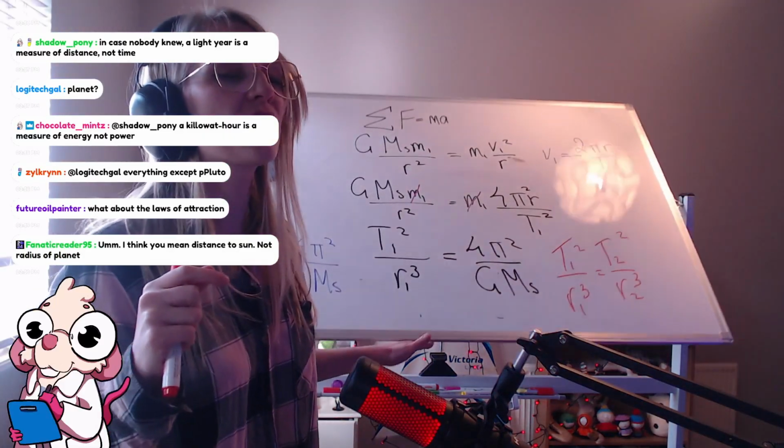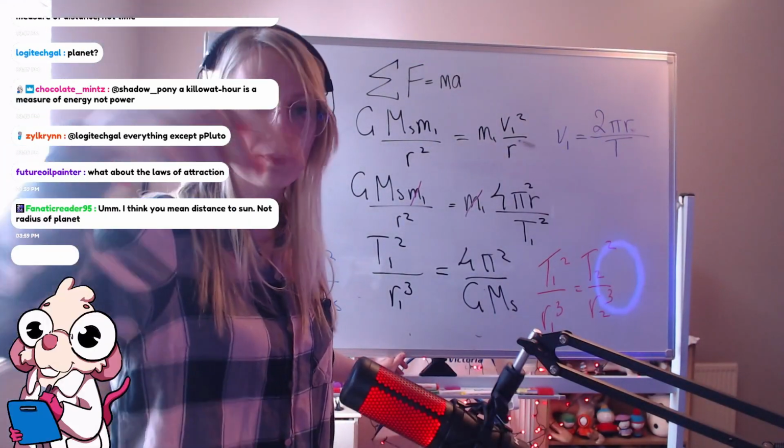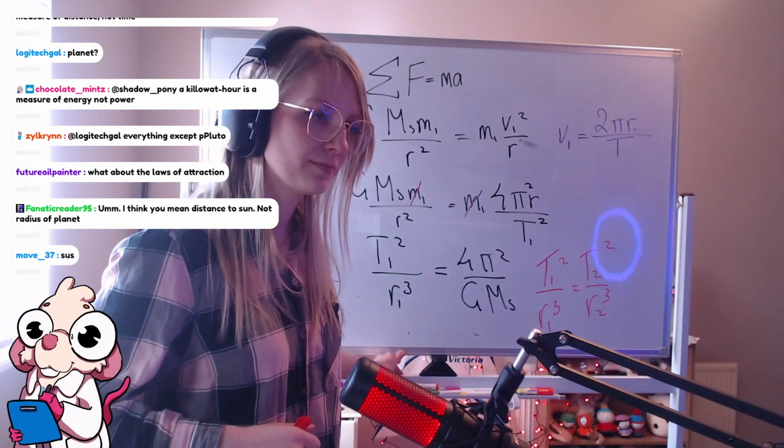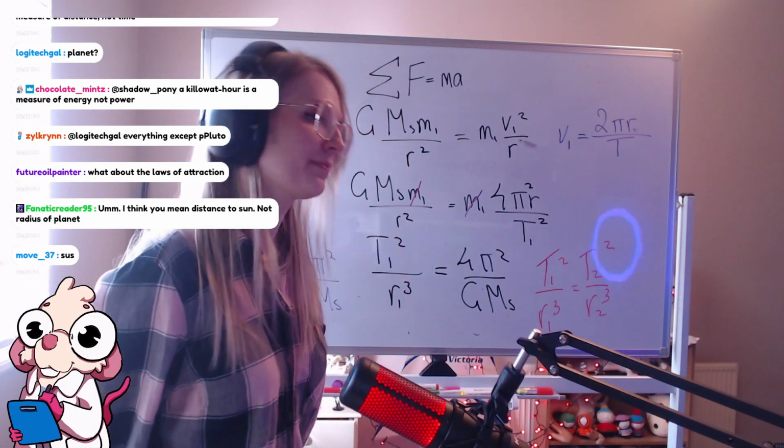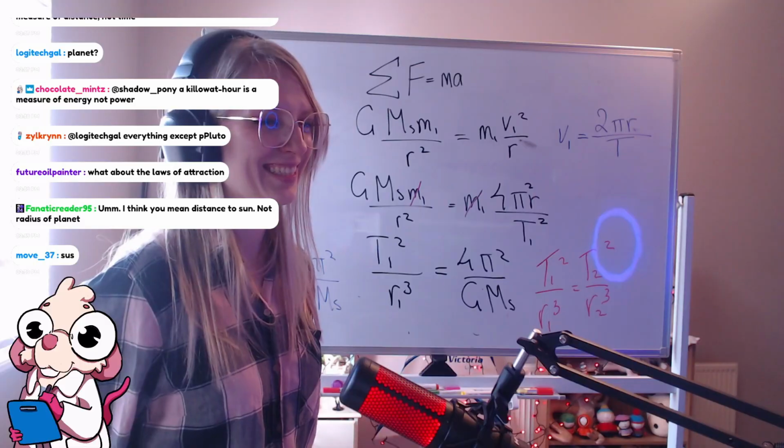Oh, not radius. Sorry, when I say radius of the planet, I mean radius of the planet's orbit. Sus. Just an FYI.